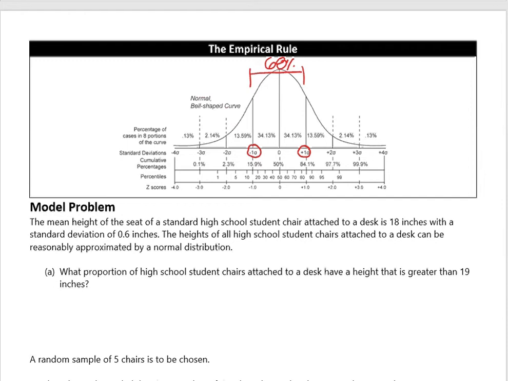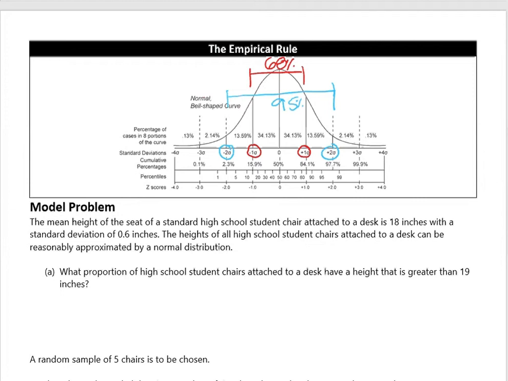2 standard deviations away is 95%. Now you can figure all of this out from your z-score and all of those in the z-table. However, it's important to have these kind of memorized because it helps us sometimes.